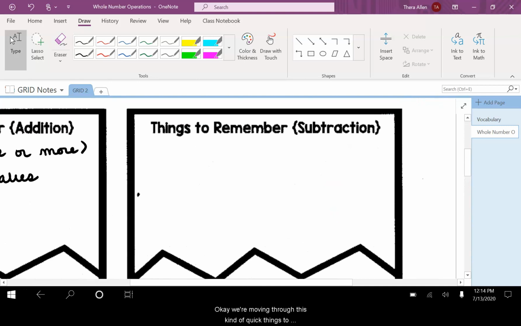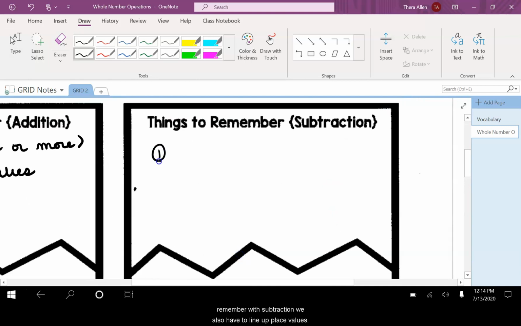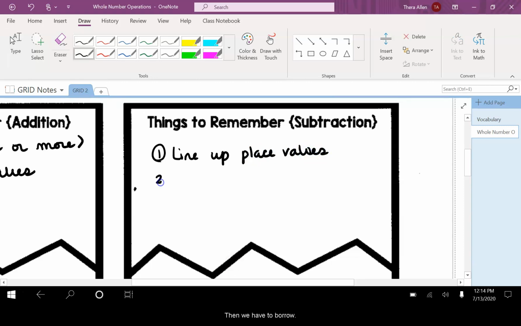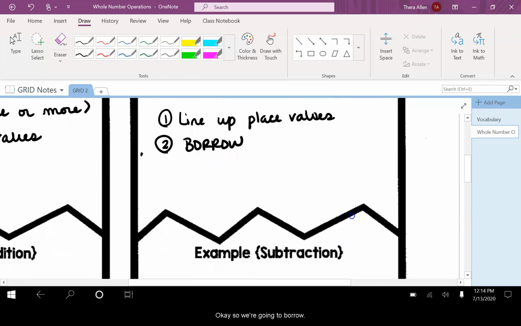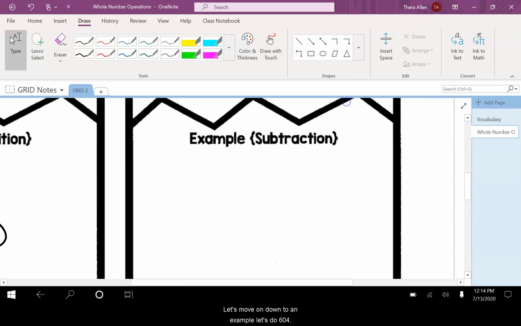Things to remember with subtraction. We also have to line up place values. So we do this on both place values. Then we have to borrow. Okay, so we're going to borrow. Let's move on down to an example. Let's do 604 minus 85.